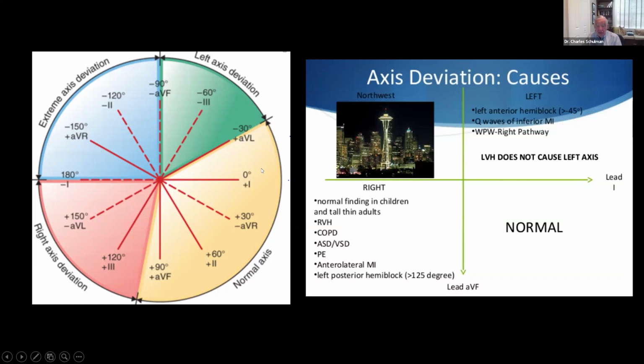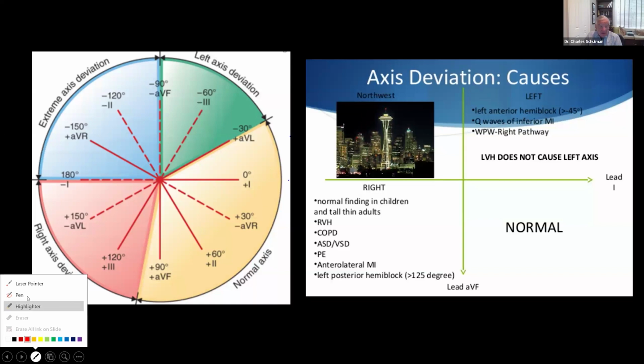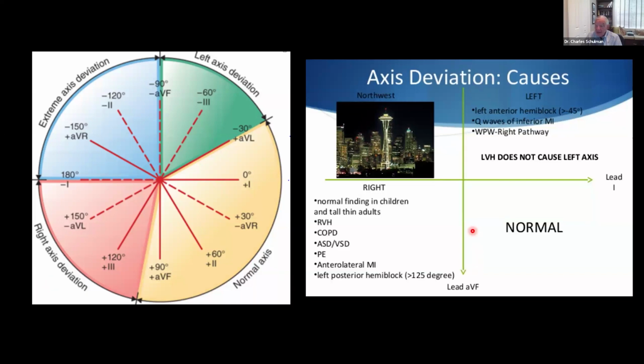My suggestion, and the way I do it, is really the easiest way: consider leads 1 and AVF. Lead 1 is the horizontal, as illustrated here. Lead AVF is the vertical, as illustrated here. And get a laser pointer, there we go, okay. It's easy to figure out where the axis lies by using these two electrodes.